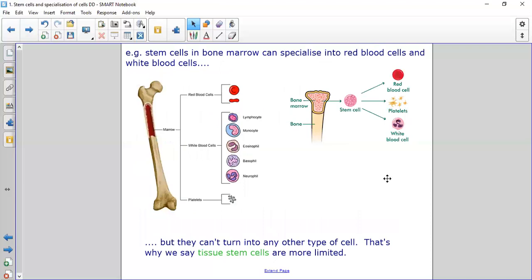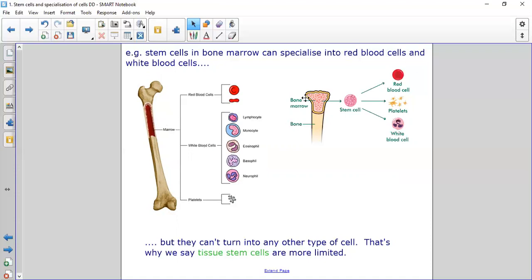So here's an example. If we looked at tissue stem cells found in bone marrow, so these could be found in the bone marrow of you and me right now, then these stem cells could become red blood cells, or they could become white blood cells, of which there's quite a few. Don't you worry about these names. But that's all they could become.